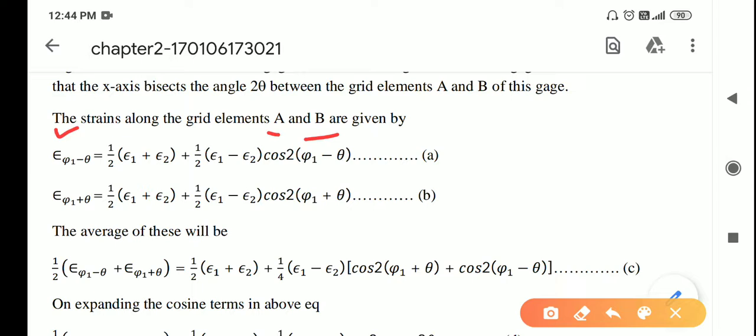Okay, so this is the equation: half of epsilon 1 plus epsilon 2, plus half of epsilon 1 minus epsilon 2 cos 2 phi 1 minus theta. So this is the equation. This is taken as A.